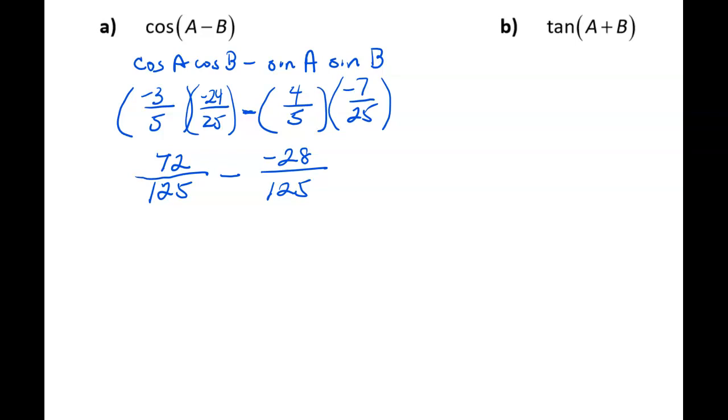That's giving us 100 over 125, right? Did I do that right? I think so. And then that's going to reduce to 4/5.